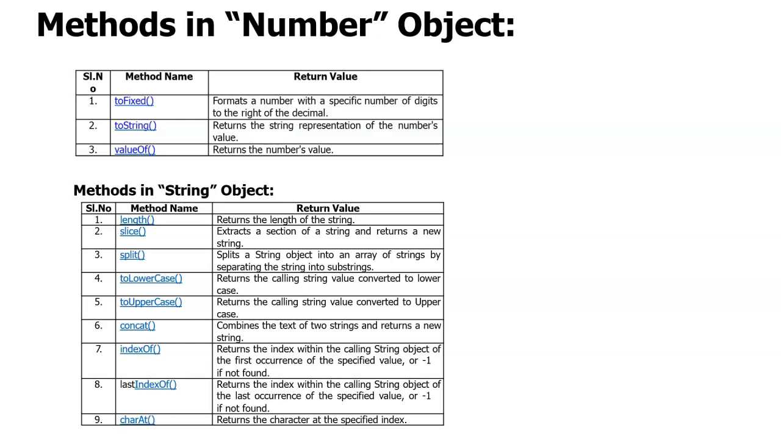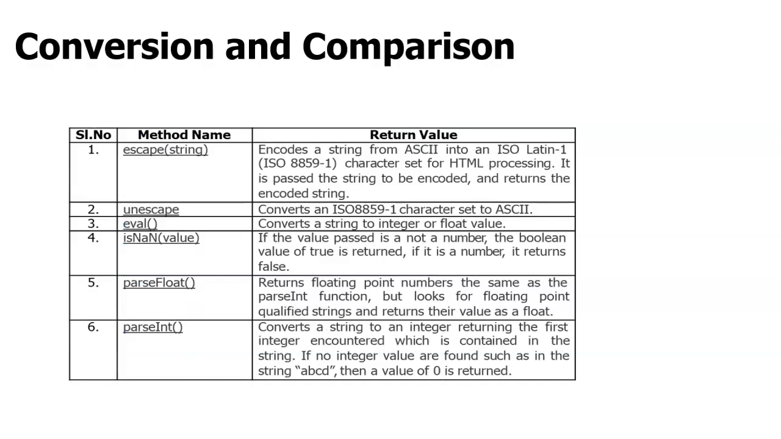charAt returns the character at a specific position. If it is charAt 1, the character present at position one will be retrieved. So these are the different ways you can use built-in functions. Next is conversion and comparison.